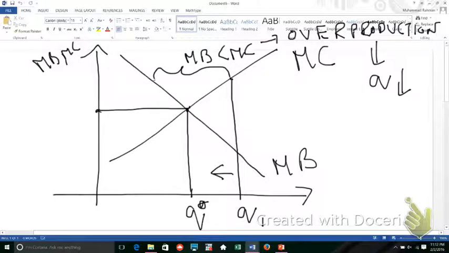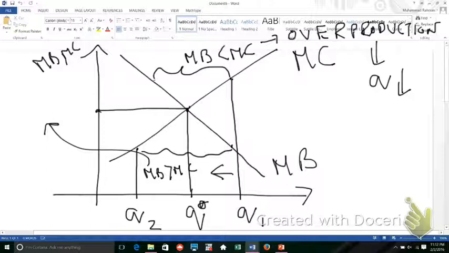Let us now imagine an output level which is less than the equilibrium output level of Q star. Let's call it Q2. At Q2, notice that your marginal benefit is here and marginal cost is here, so you can see clearly that at Q2 output level your marginal benefit is actually greater than marginal cost. When marginal benefit is greater than marginal cost, we call it underproduction, which means that the amount of output that the society needs is less than what is being produced.